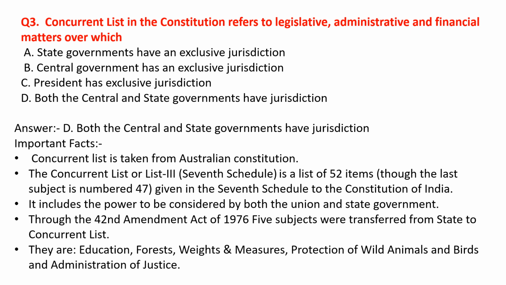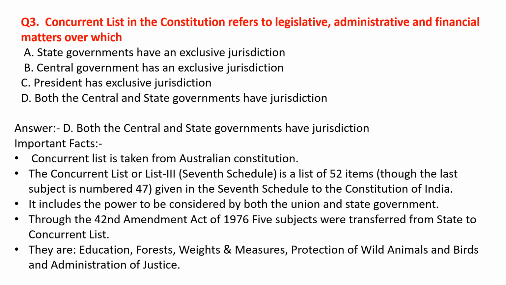Let us know some important facts about the concurrent list. The concurrent list is taken from the Australian Constitution. The concurrent list is also known as List 3. It is mentioned in the 7th schedule. It is a list of 52 items. Previously, it was a list of 47 items. It includes the powers to be considered by both the union and state governments. It means whatever items are mentioned in the concurrent list, the Parliament and the state legislative assemblies have jurisdiction to make the laws on those topics.